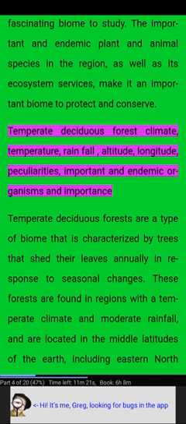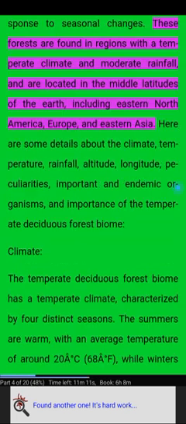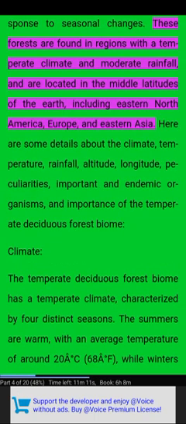Temperate deciduous forest climate, temperature, rainfall, altitude, longitude, peculiarities, important and endemic organisms and importance. Temperate deciduous forests are a type of biome that is characterized by trees that shed their leaves annually in response to seasonal changes. These forests are found in regions with a temperate climate and moderate rainfall, and are located in the middle latitudes of the Earth, including eastern North America, Europe, and eastern Asia.